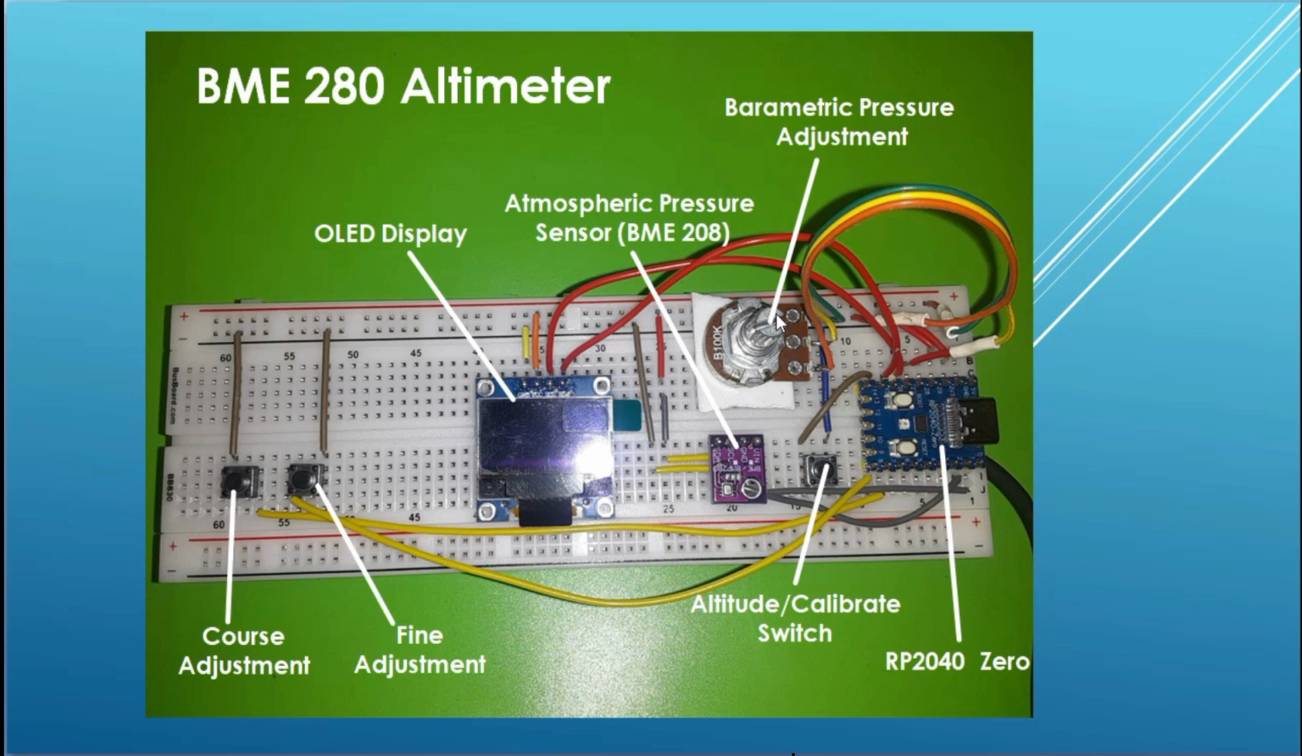You'll notice there's a potentiometer here. This potentiometer is used to set the barometric pressure, and we do that by toggling this altitude calibrate switch that puts us in the calibrate mode. Then we have a coarse and a fine adjustment switch. With the coarse adjustment we adjust the digits to the left of the decimal point, and with the fine adjust we adjust the digits to the right of the decimal point. We just hold these down and turn the pressure adjustment, and it adjusts the barometric pressure.